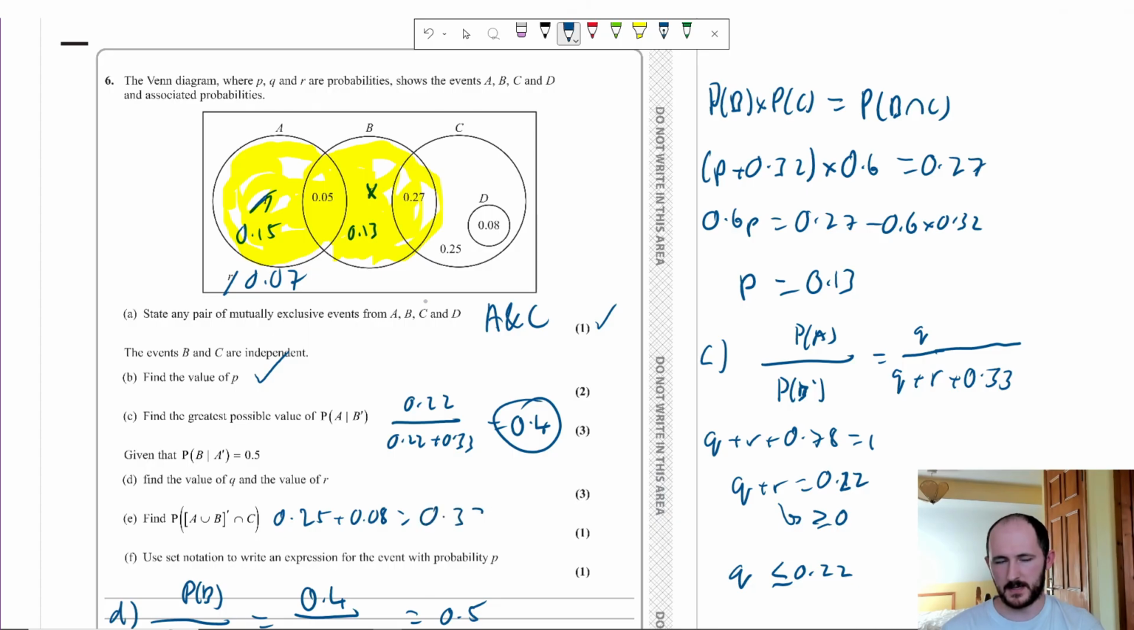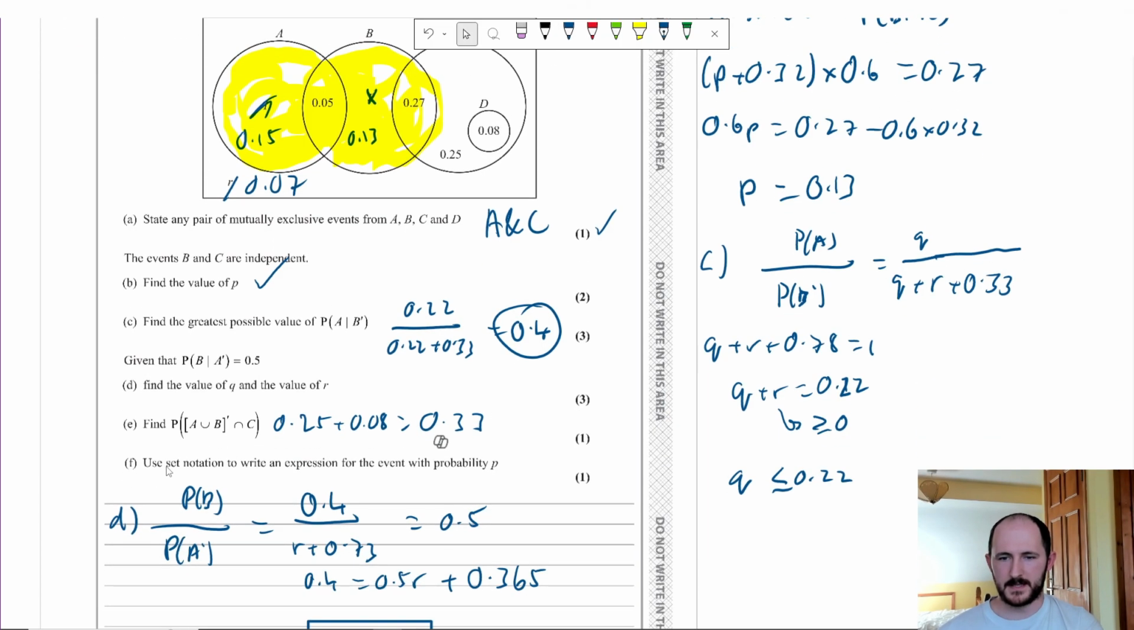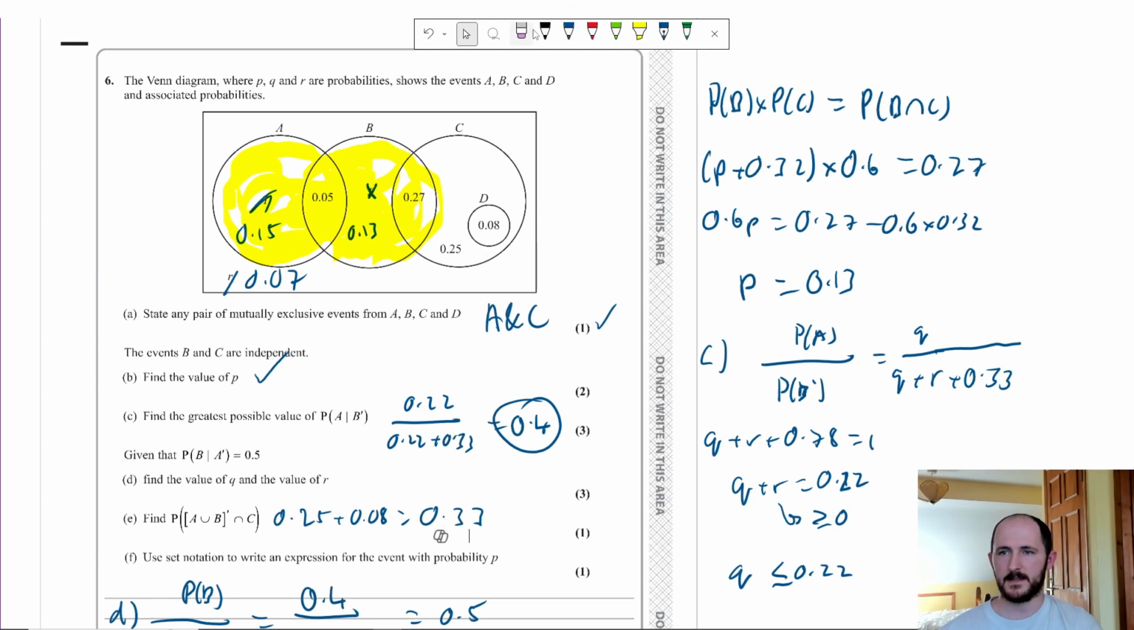Which is 0.33. Cool. Then it says use set notation to write an expression for the event with probability P. So, okay, great. So I need to go back to here. First of all, as you can see, it's inside the region B. Now, why can't I just write B? Well, the problem is we have these additional parts from A and from C. So we want to get rid of A and C. So what we could do is we could say and.